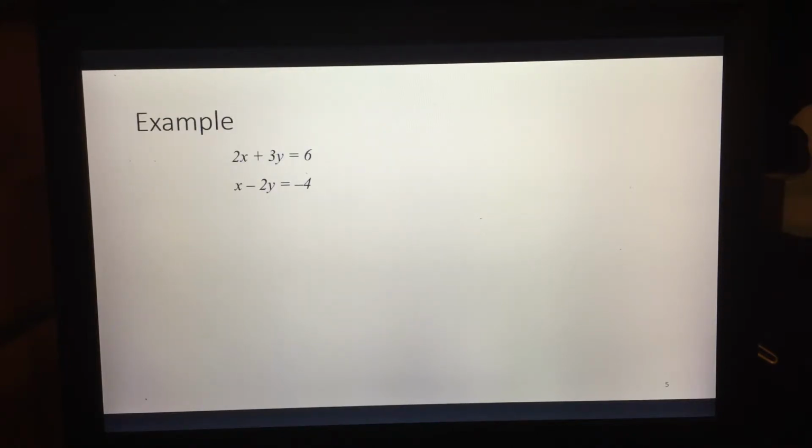So here's our first example. 2x plus 3y equals 6. x minus 2y equals -4. We see that it's a system of linear equations. There are two equations and two unknowns. So we start with the first step. Do you remember it? It starts with S. Single out a variable in one equation.